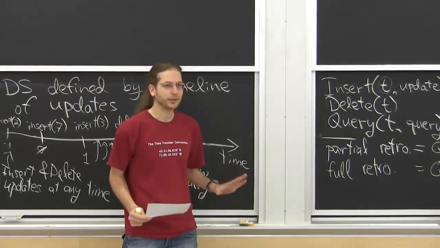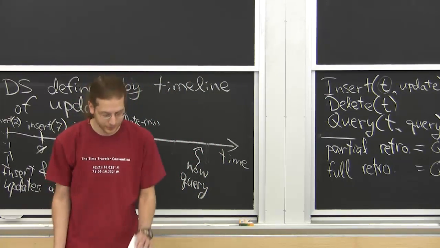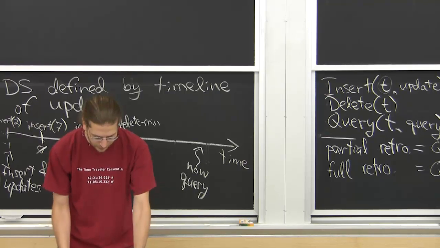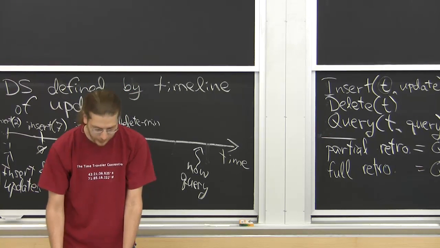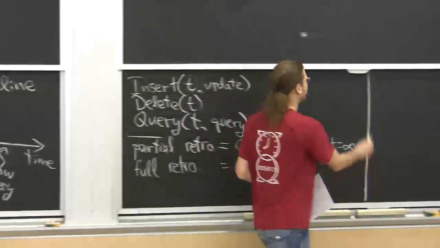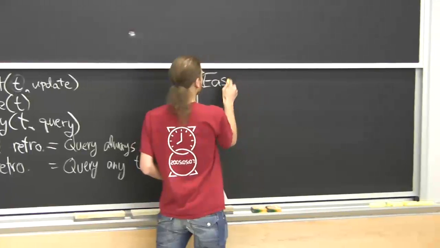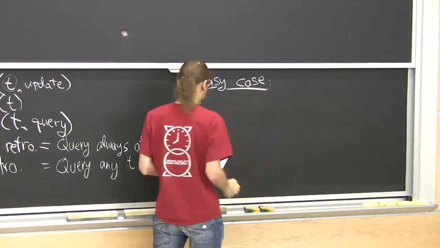All right, model clear. Now, as you might expect, this is hard. You can't always do retroactivity super well. But we'll talk about the situations where you can do well and what you can do in general. So go to an easy case, which is still fairly interesting.